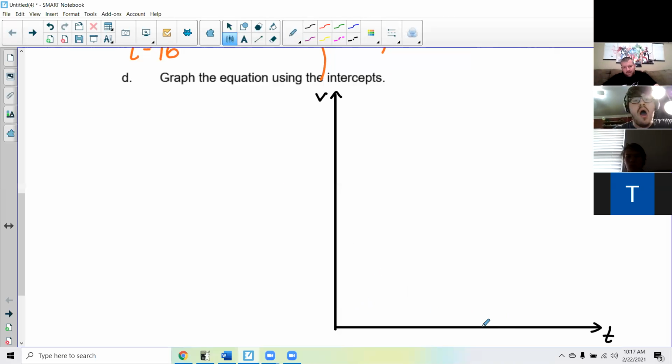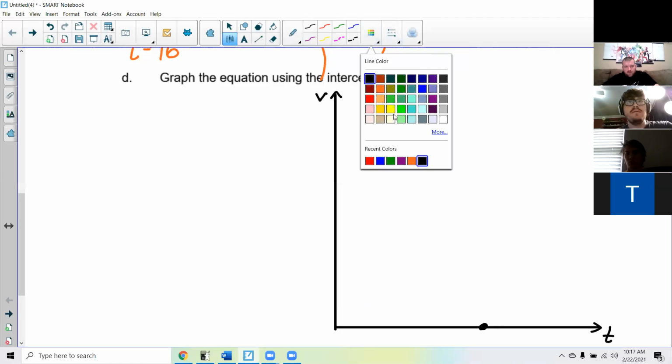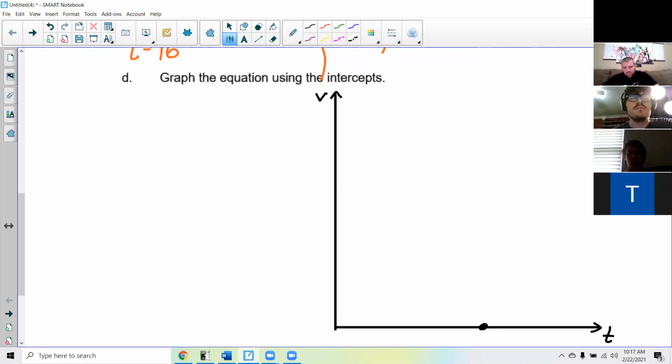Where is that? I don't know, right there. We put a color on that. We'll say right here, that's 16, 0. You can label it.